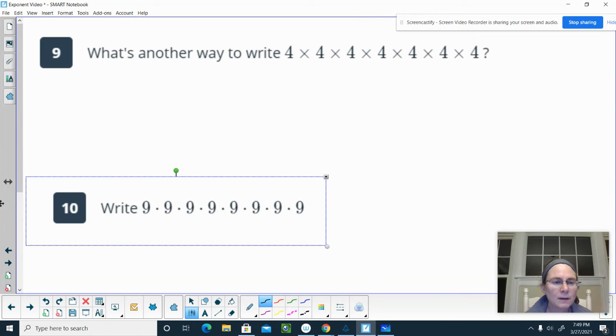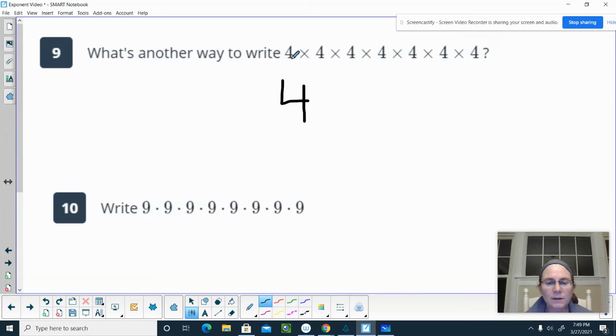Oops, I skipped one. What's another way to write all these 4s multiplied by themselves? All right, so we have 4, and we're going to count them. 1, 2, 3, 4, 5, 6, 7. So that would be 4 to the 7th power. Same thing here. Our base is 9. 1, 2, 3, 4, 5, 6, 7, 8. So that's 9 to the 8th power.